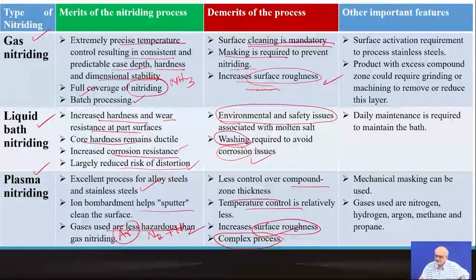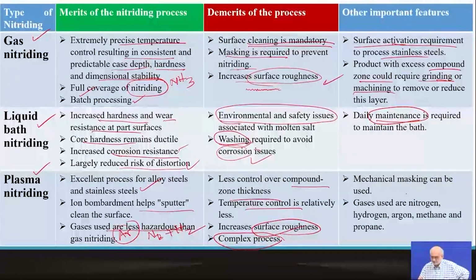in case of gas nitriding, we need certain surface activation for processing stainless steel. In order to create a good compound zone formation, we have to do surface cleaning and grinding or machining to remove the oxide layer at the beginning. In case of liquid bath nitriding, maintenance is a nightmare because you're dealing with extremely toxic and corrosive substances. You have to maintain the bath, you can't switch it off. So there is an energy cost and so on and so forth.